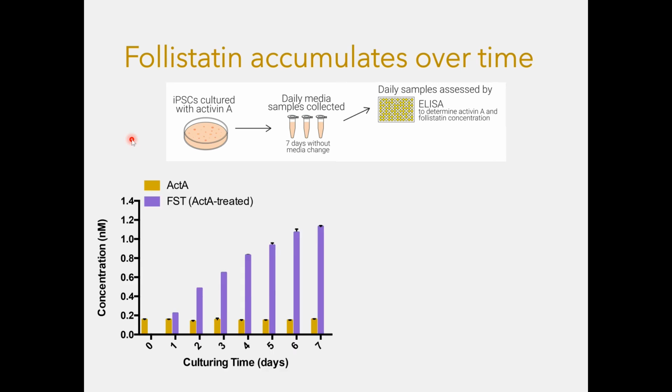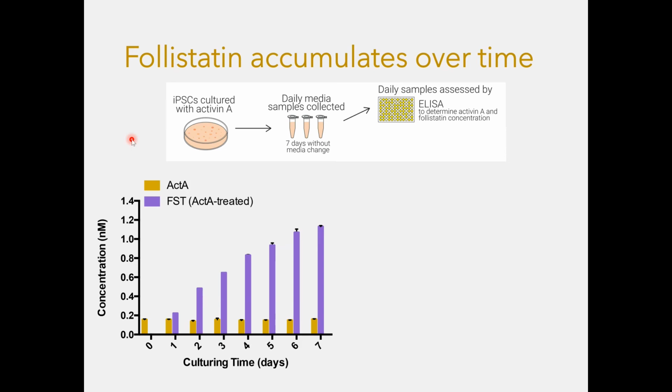And you can see in this graph here, in those yellowish brown bars, you can see activin stays relatively constant in total concentration, but very soon follistatin accumulates to very high concentrations in there. And you can see this is a molar concentration. So on day 2, there's already more than twofold excess of follistatin compared to Activin A.